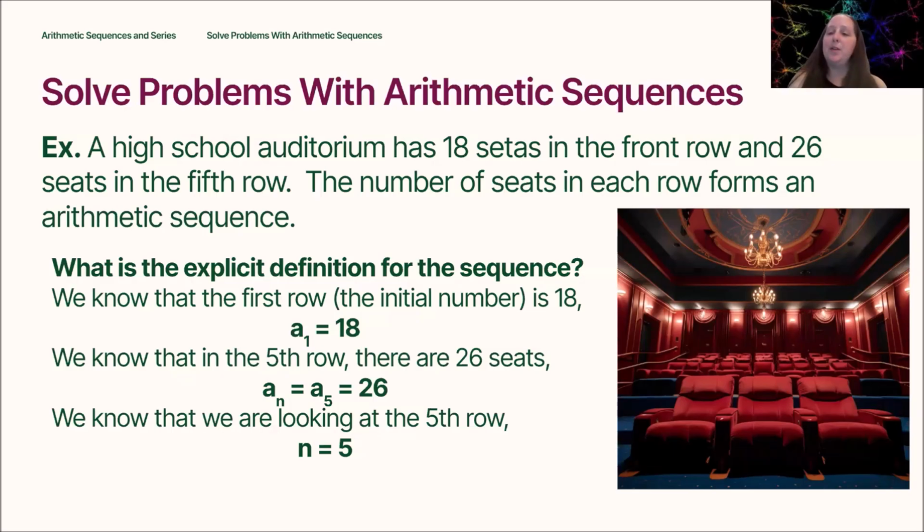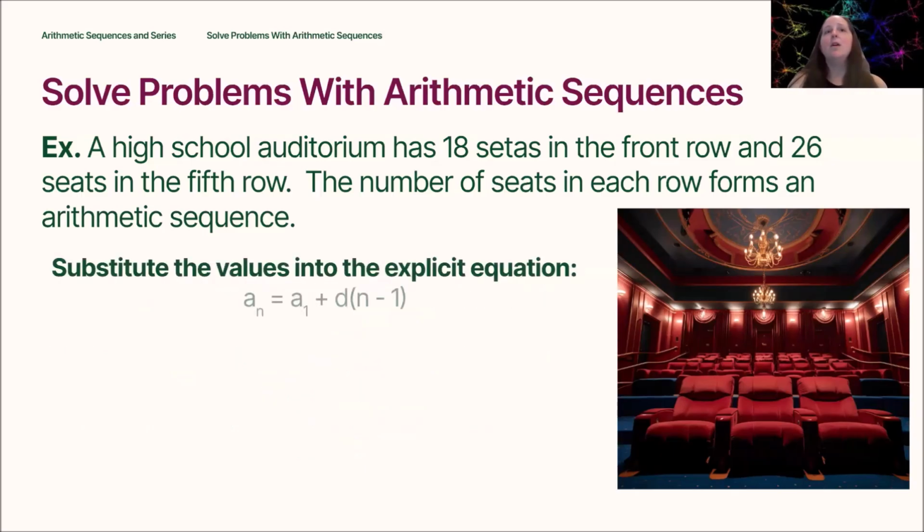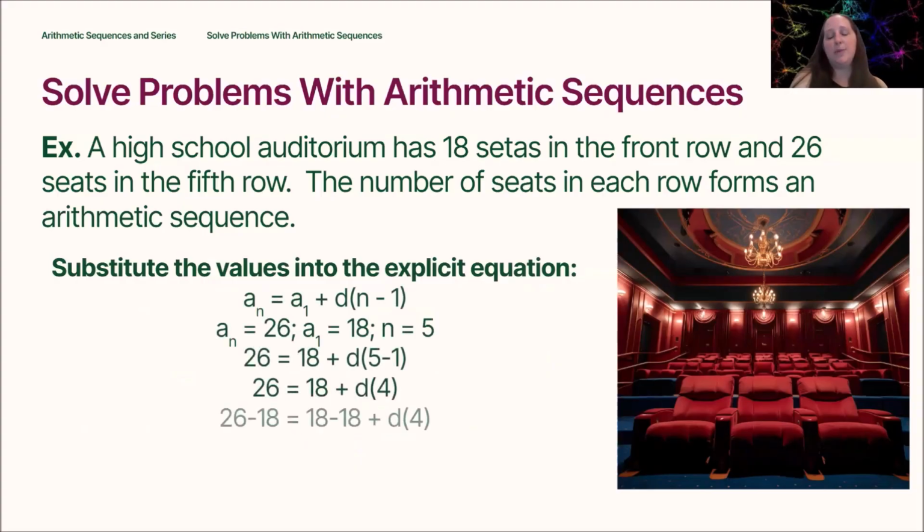I also know that in the fifth row, so a sub n or a sub 5, because it's my fifth row, there are 26 seats. So we know that we are looking at the fifth row where n equals 5. We're going to substitute the values that we know into our explicit equation. So we know a sub n equals 26 or a sub 5 because we're looking at the fifth row. A sub 1 is 18 and our n value equals 5. We're trying to figure out what the common difference is. Okay?